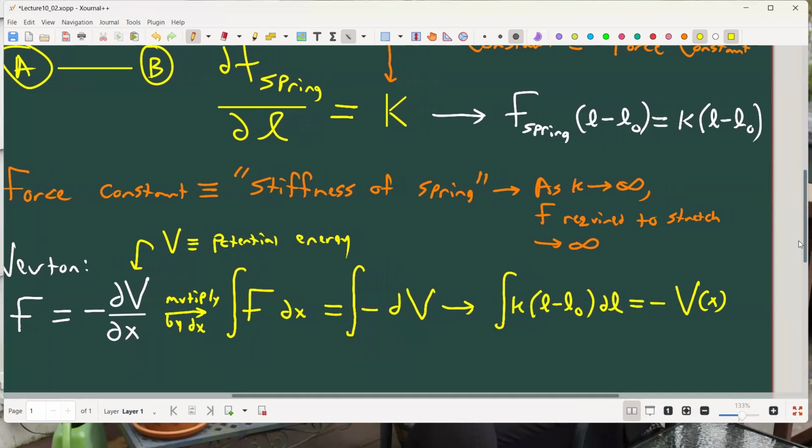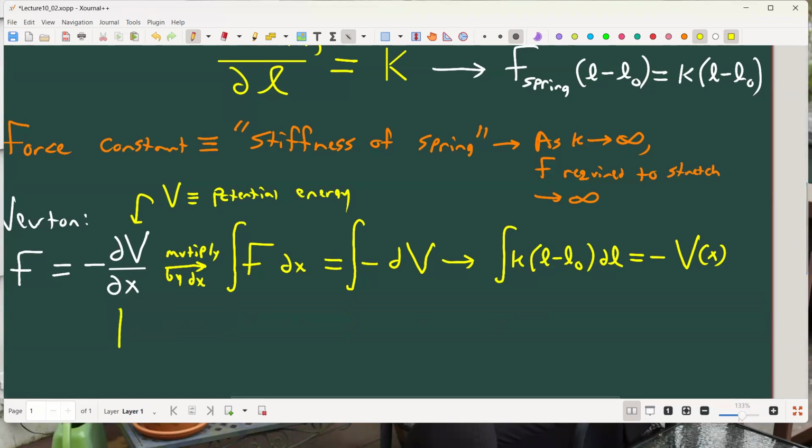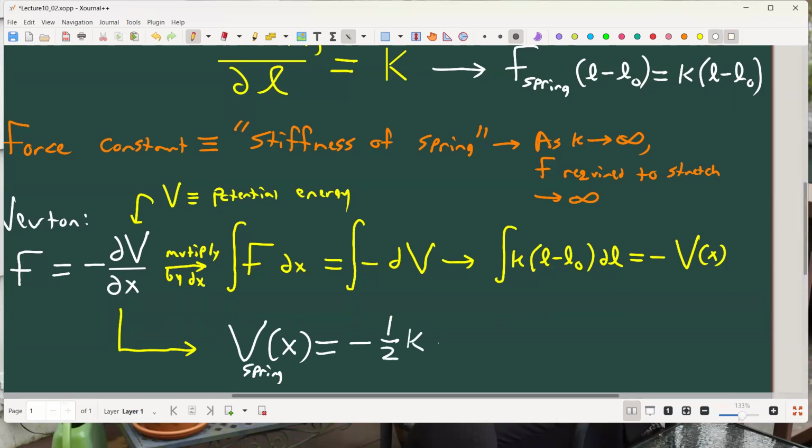And so I just have to integrate this linear function with respect to its parameter, which just gives me the parameter squared, right? Integral of the line is L squared over two. And so already I've solved a very useful equation that says that the potential energy of the spring is equal to minus 1/2 K (L minus L naught) squared.